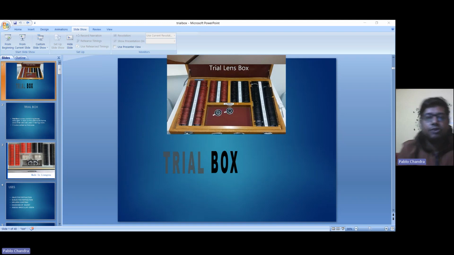This is how a Maddox rod looks. It comes like a stand and can also be loose. Another very important thing is a near vision chart.